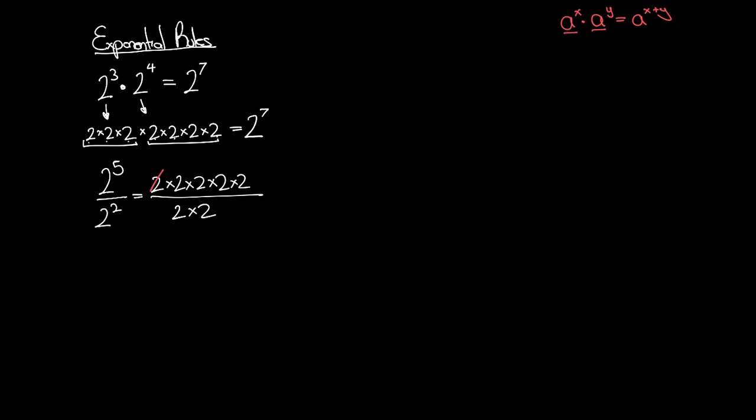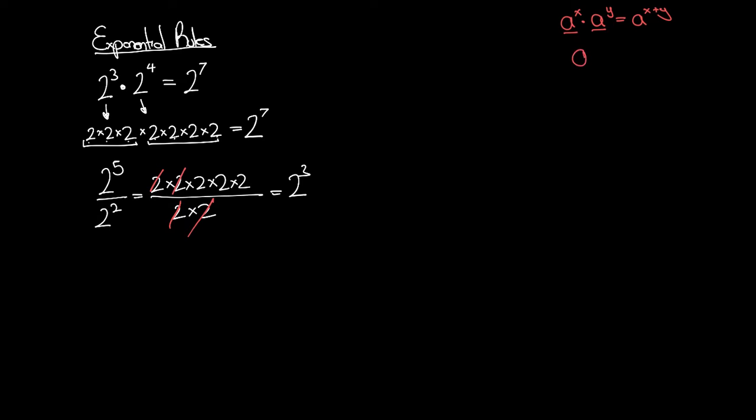There's a 2 in the numerator here. There's a 2 in the denominator here. I can cross it out. There's another 2 in the numerator, another 2 in the denominator, so I can cross it out. So what am I left with? I am left with 3 2's in the numerator, right? So in this case, that's going to end up being 2 to the power of 3. So what do we end up with here?